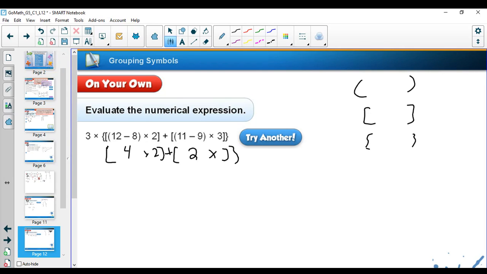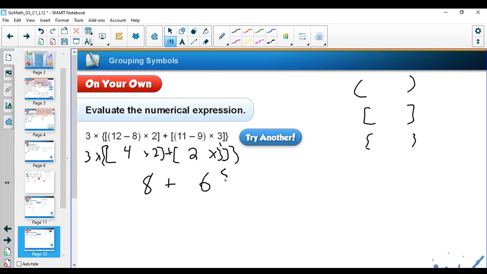I'm going to rewrite things so I can keep it straight. Let's see, we close these brackets and braces, and then we multiply by 3. All right, next layer, 4 times 2 is 8. I'm going to add that 2 times, oh, looks like I forgot something, right? So I need to make sure I bring down that 3. 2 times 3 is 6.